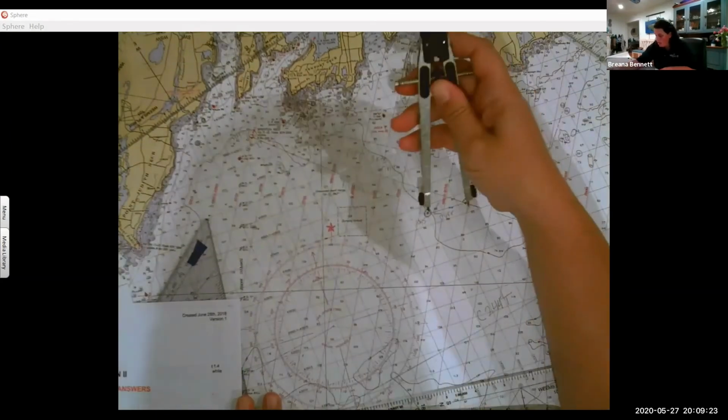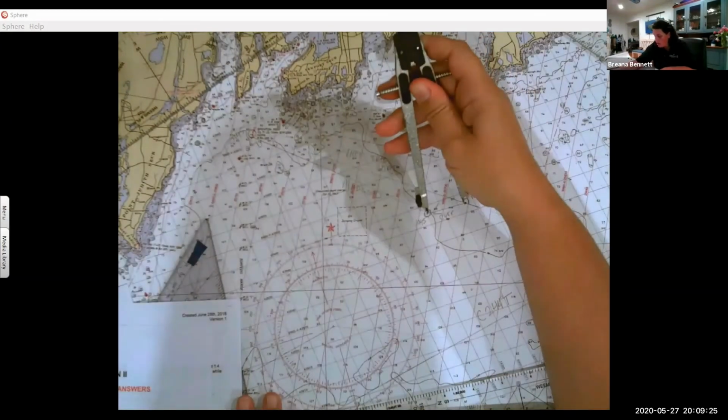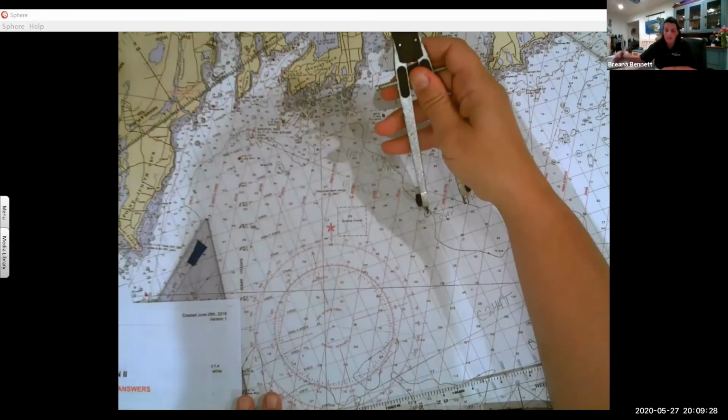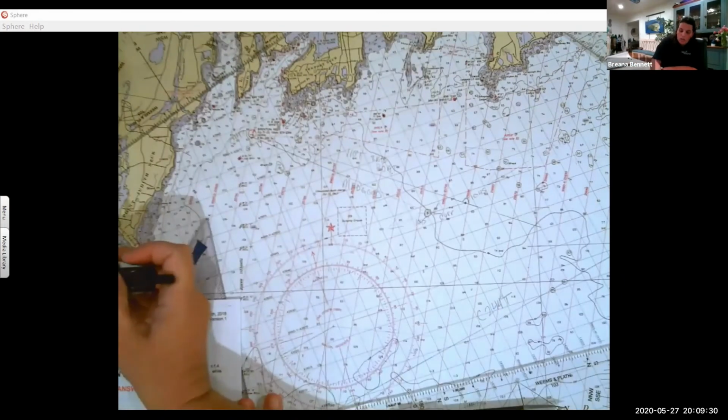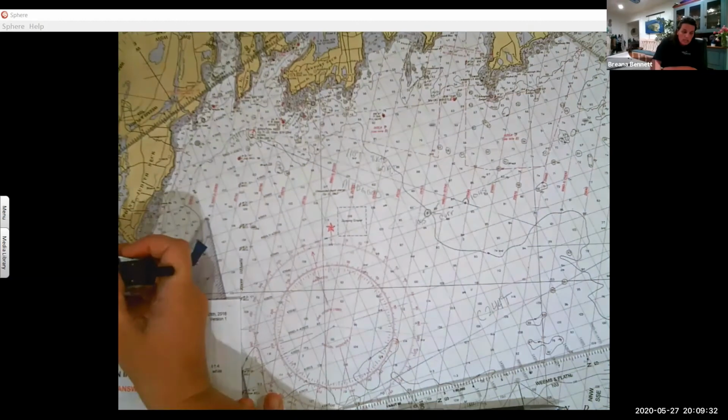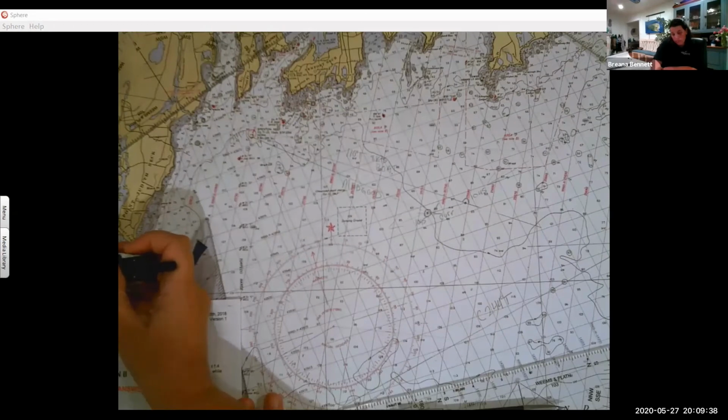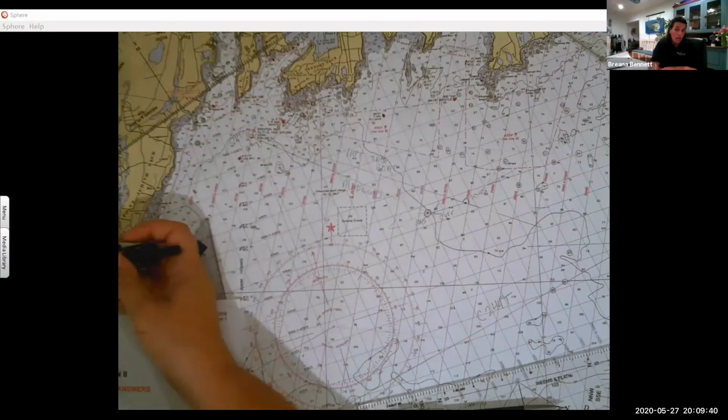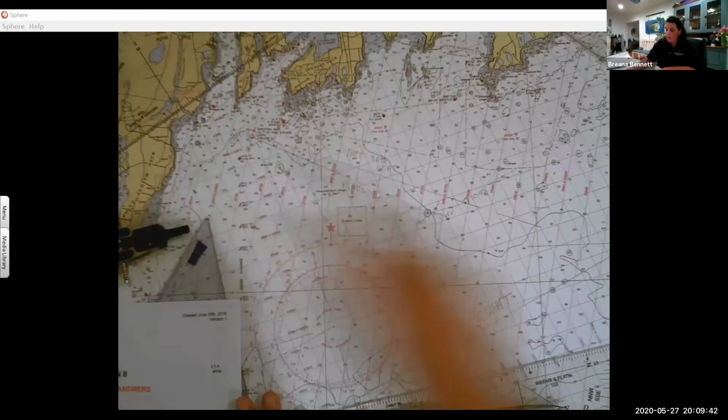And the speed of the current, we measure the distance there. And remember, it's all in 1 hour, so we can use this distance. So I have 1.2 as my distance. So 1.2 knots would be the speed of this vector.